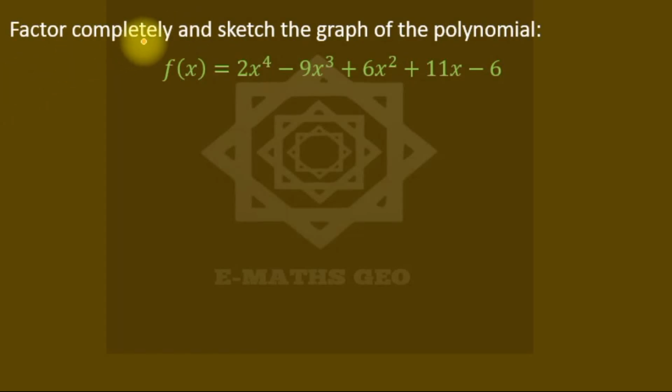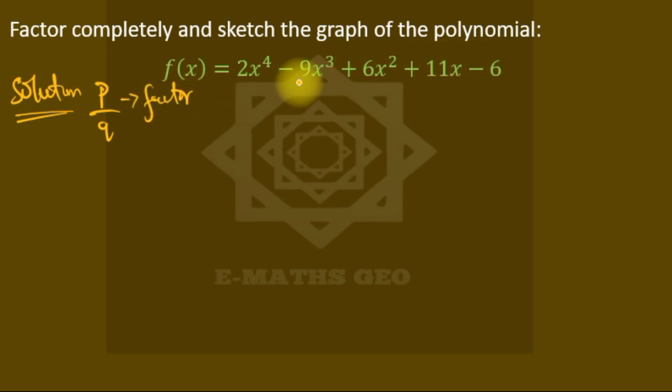Okay, we have to factor completely and sketch the graph of the polynomial. So what I will do, I will first use a theorem called the rational zero theorem, which states that the zero or the root of any polynomial function is always p over q, where p is a factor of the constant term here, a factor of -6, and q a factor of 2. So we're going to list the factors because we have a lot of factors.